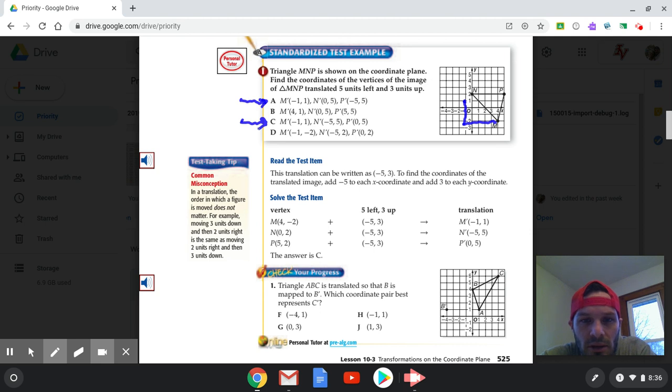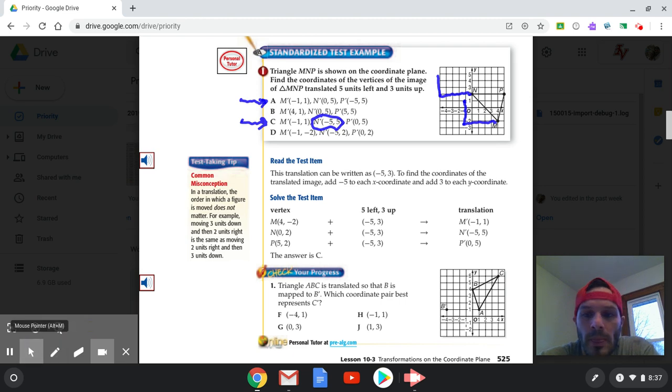And so I'll check on N. N needs to go 5 units left, 3 units up. That puts that at -5, 5, which is that point, which means that our answer is C for this problem. All right, I didn't even have to check P because I already know my point.